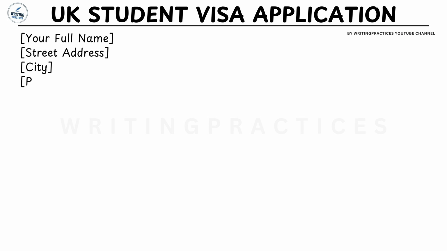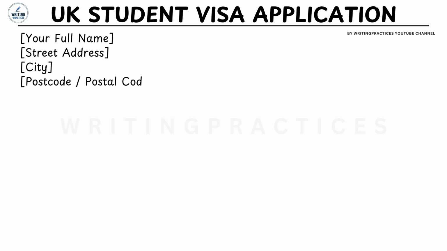In today's video, we are going to learn how to write a UK student visa application letter step by step. If you are planning to study in the United Kingdom, this letter is an important supporting document that helps explain your academic plans, financial arrangements, and your genuine intention to comply with UK immigration rules. This letter helps the visa officer understand your purpose for travelling, your course details, and your future plans after completing your studies. So, here is how you write it.